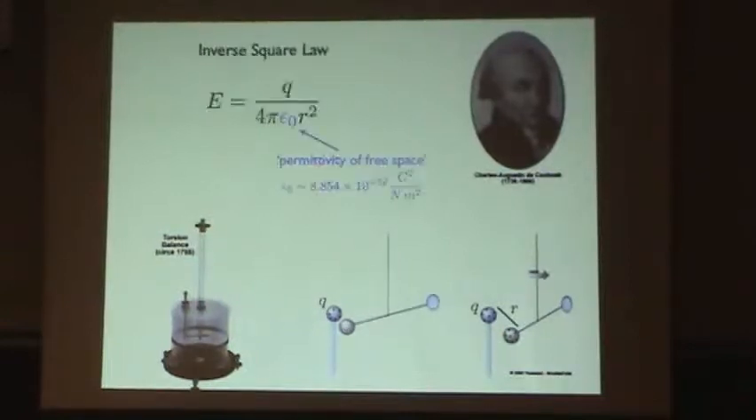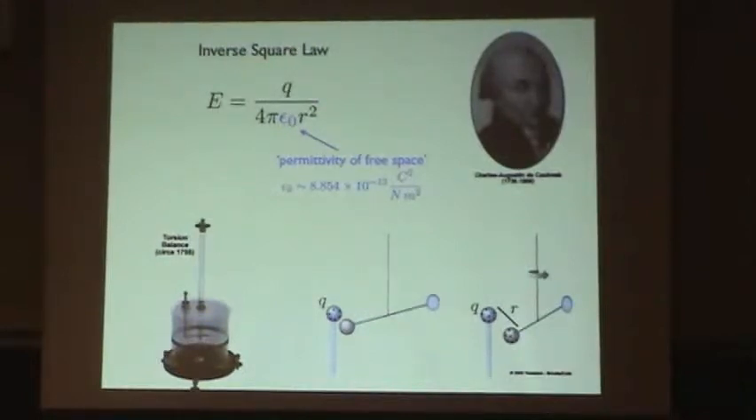And this allowed Coulomb to deduce an inverse square law. These inverse square laws are for forces, but I just write it for fields because we like to think of them as electric fields. And it basically says that this charged particle generates an electric field, which generates a force. The electric field is determined by the charge.